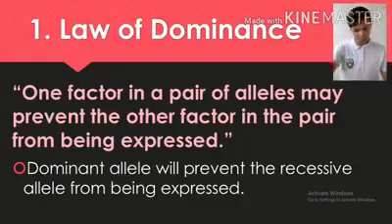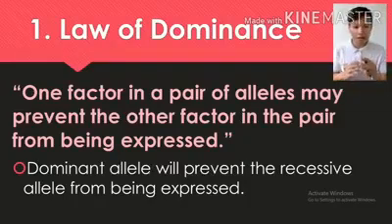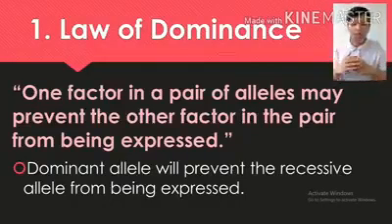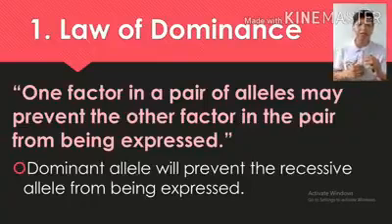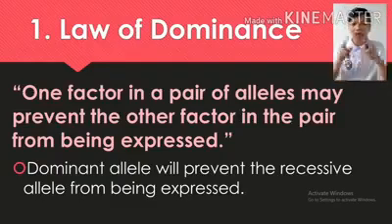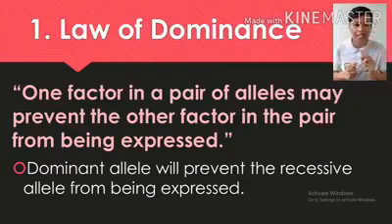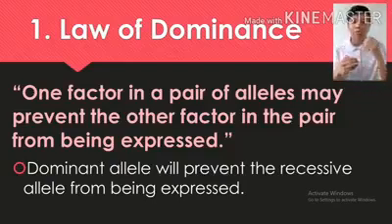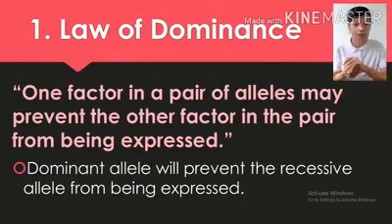Now, as said by the law of dominance, one factor in a pair of alleles may prevent the other factor in the pair from being expressed. Or in other words, the dominant allele will prevent the recessive allele from being expressed. The keyword here is prevent. According to the law of dominance, there will be one allele to dominate. If that allele, or rather if that trait is a dominant trait, it will dominate. It will be the one to be expressed. It will cover the recessive trait or the recessive allele.